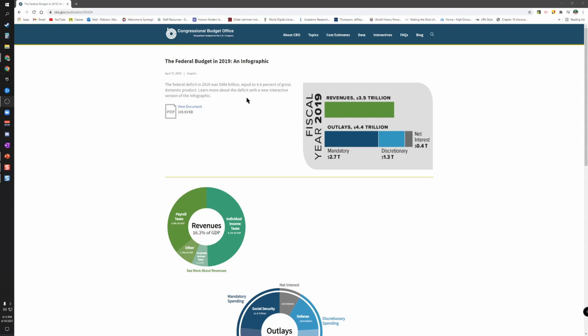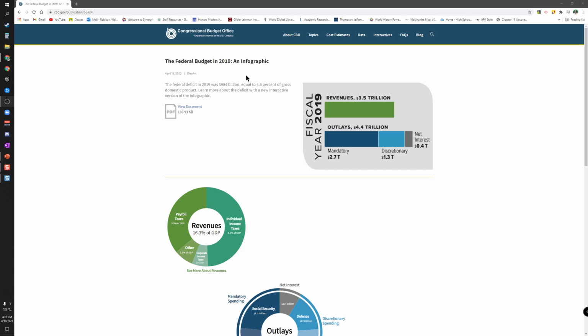Hi, so this is the federal budget in 2019. This is an infographic, and if you notice, it's from the Congressional Budget Office, which is part of the legislative branch that looks at the budget and then provides Congress with information about what would happen if you increase spending or cut taxes or did some combination of the two.